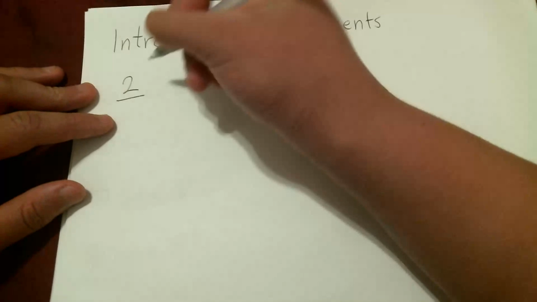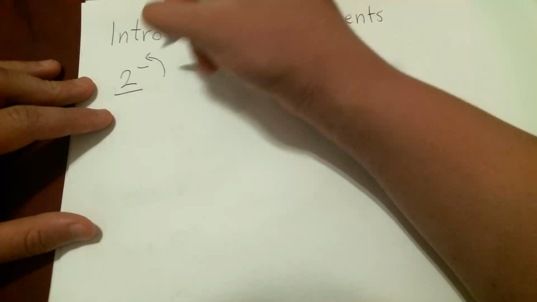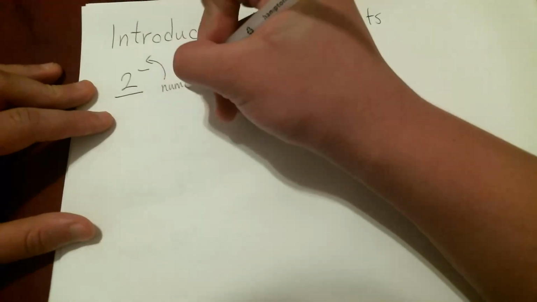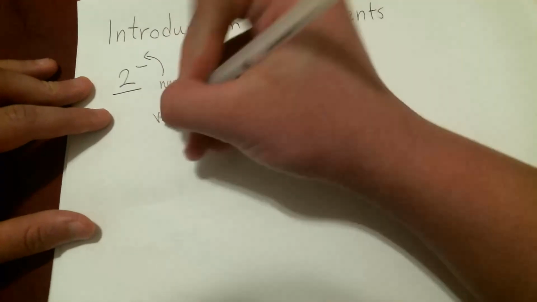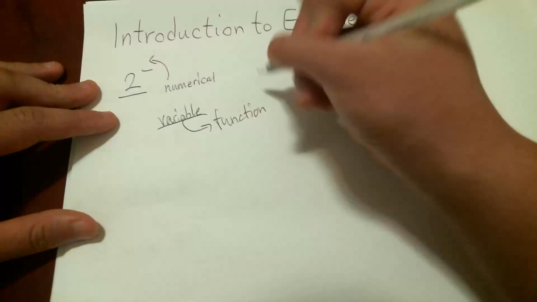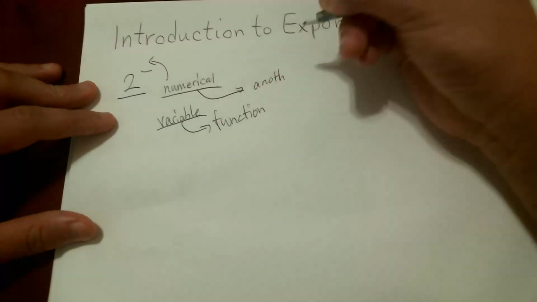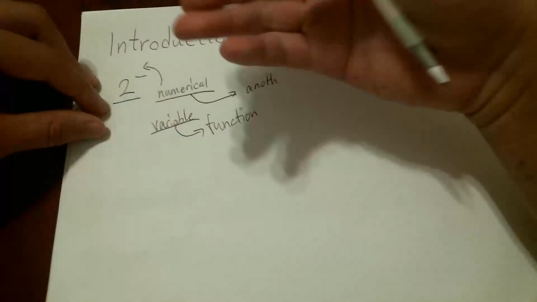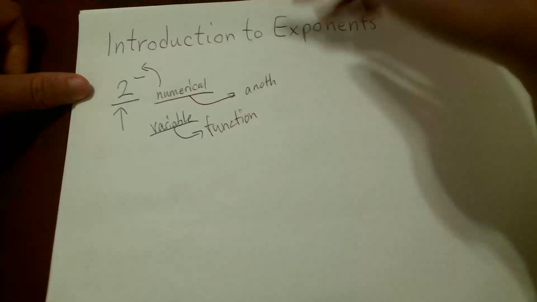So exponents are a number to the power of something. This typically is another numerical value, and this can sometimes be a variable, and when it is a variable it would classify as a function. And when it's a numerical value, it would classify as another numerical value, since whenever you take the power of a certain number, which in this case I have 2 here, you would get another numerical value in return.